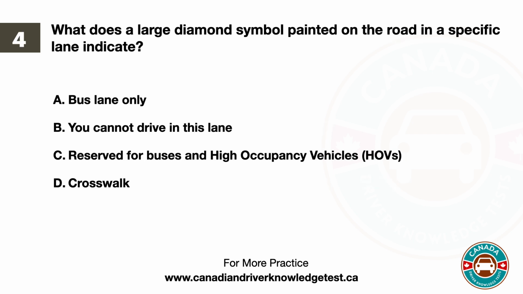Question 4. What does a large diamond symbol painted on the road in a specific lane indicate? A. Bus lane only. B. You cannot drive in this lane. C. Reserved for buses. D. High occupancy vehicles, HOVs. The answer is C. Reserved for buses.